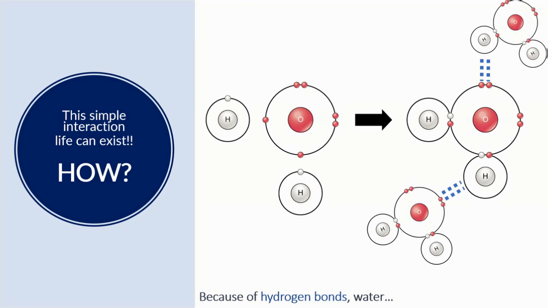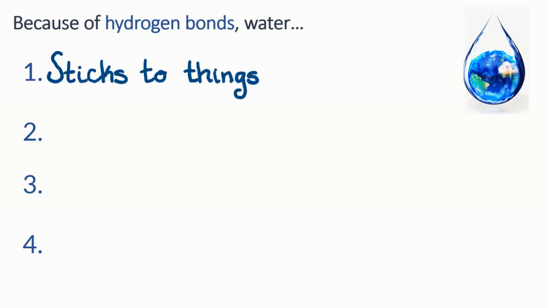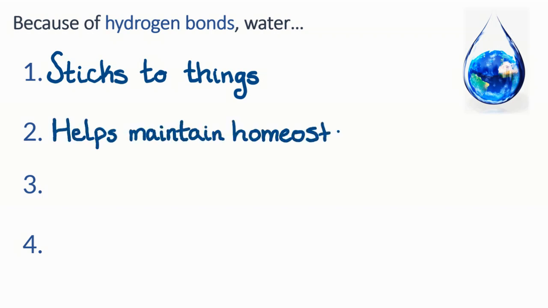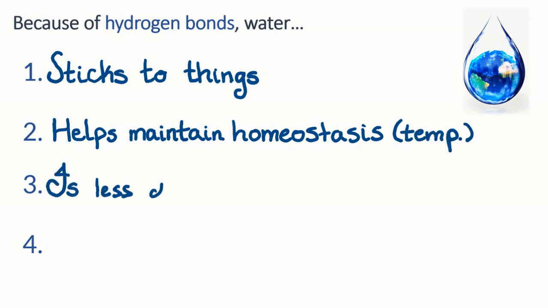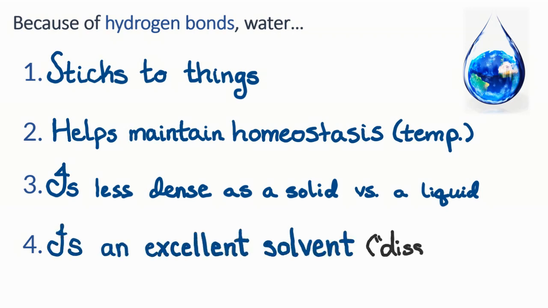A water molecule's polar nature is what allows it to form hydrogen bonds so easily. And those hydrogen bonds help sustain life. But how? Well, because of hydrogen bonds, water sticks to things very easily. It helps maintain homeostasis, such as regulating temperatures. It is less dense as a solid as opposed to a liquid. And finally, it is an excellent solvent, meaning it dissolves things very well.